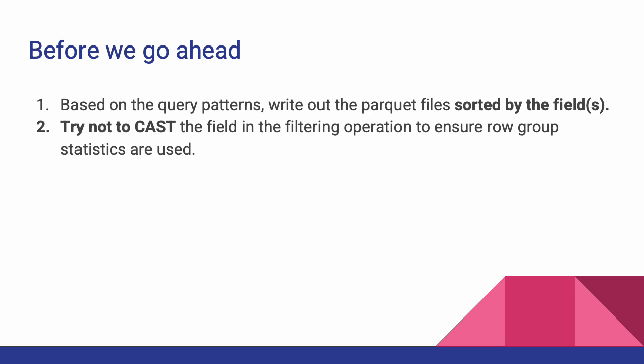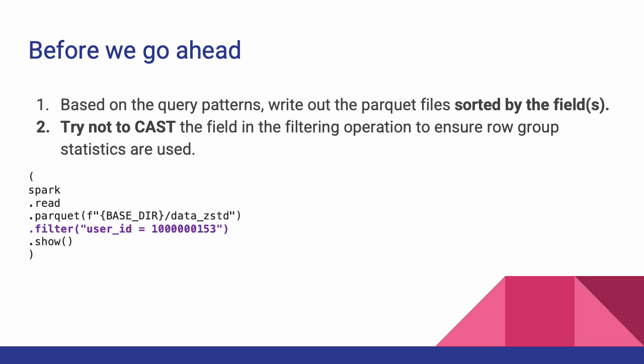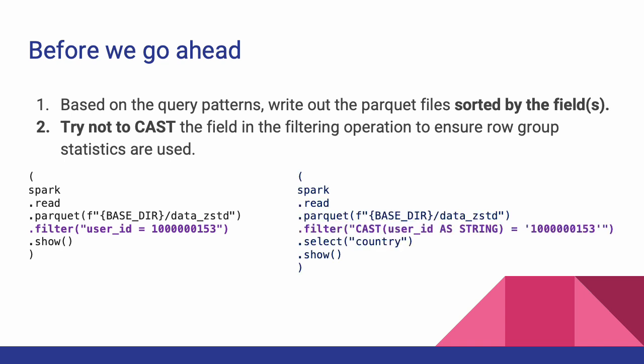And we should not, whenever you are trying to make use of the row group statistics, try not to cast the field. For example, this filtering and this filtering may have the same effect finally. But in the second query, we are casting the user ID as a string. In the actual file, the user ID is stored as integer. So in the first case, we scan just a few kilobytes, like less than 1 megabytes of data. 20,000 records are materialized and 2 seconds of job runtime.